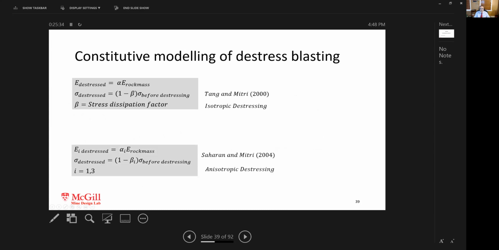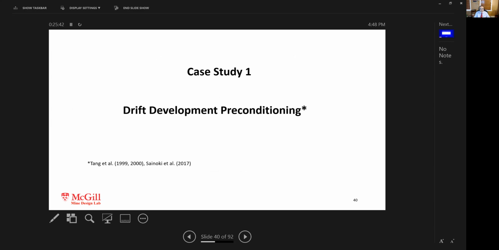So moving forward, we will use these 2 models for the case studies. The first case study I want to present to you is one of drift development preconditioning. It's based primarily on 3 papers: 2 papers in the PhD of Tang, 1999-2000, and much later on, a paper by my former PhD student, Sainoki et al.